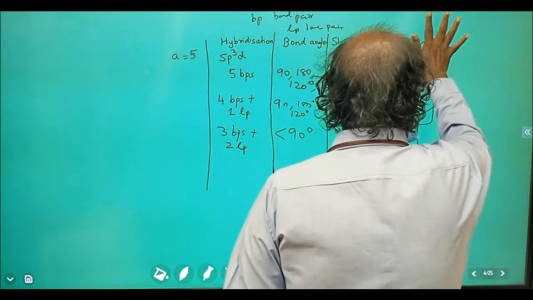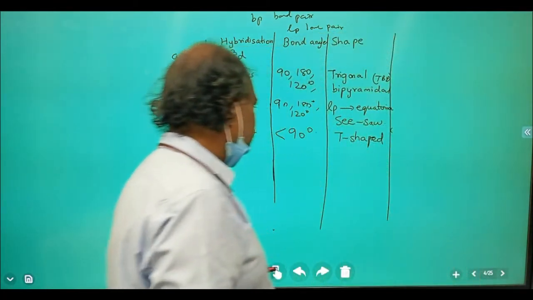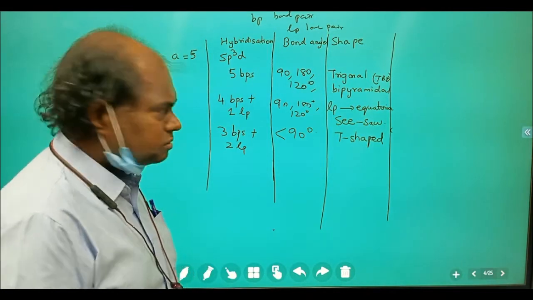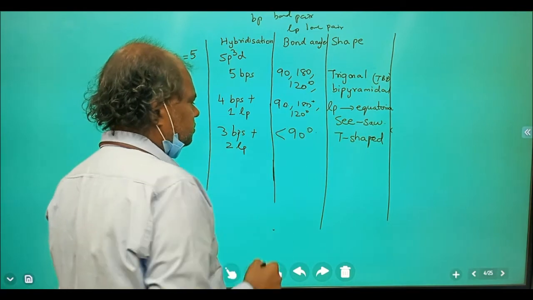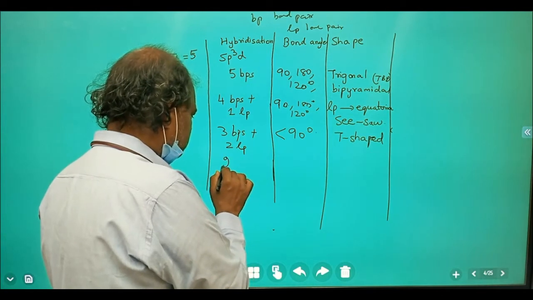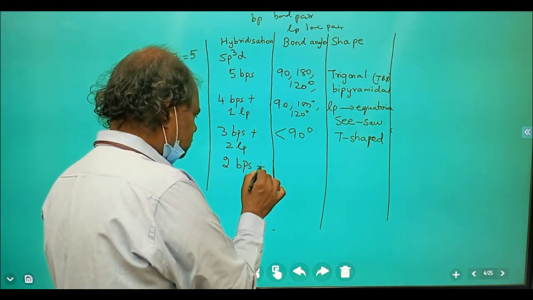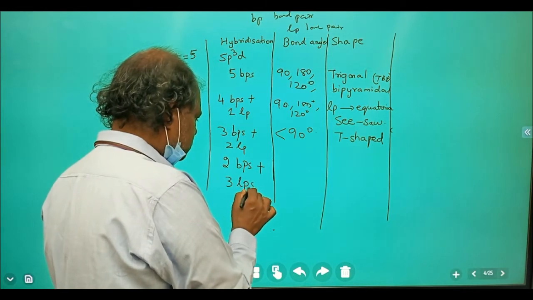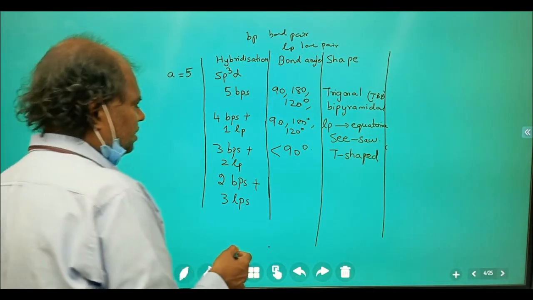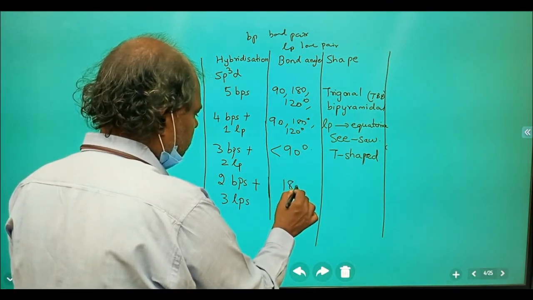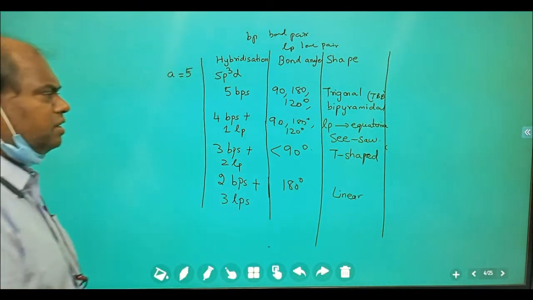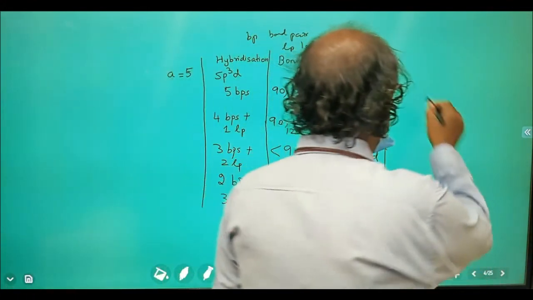Are you clear? Why slightly less than 90? Because of the lone pair repulsion. And we'll write examples also, but let's take the next one now. Two bond pairs and three lone pairs. Bond angle will be, correct, linear.